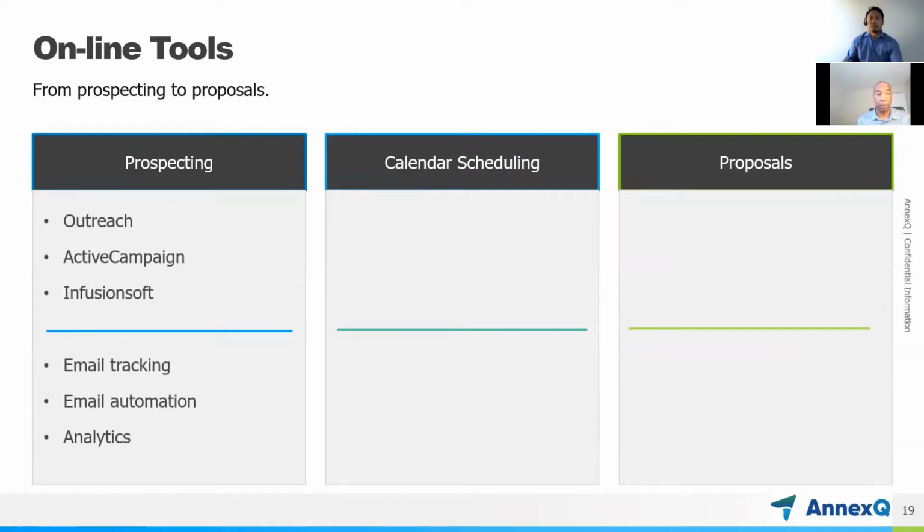So when it comes to prospecting, everybody knows about the prospecting tools that are out there. You have Outreach, ActiveCampaign, Infusionsoft. It's important to have some sort of automation in your prospecting process to help automate emails, track anytime someone clicks on something, and see the level of interest and analytics. There are other ones out there such as MailChimp. I know ActiveCampaign is one, Keith, that you use. Do you have anything you want to add to that?